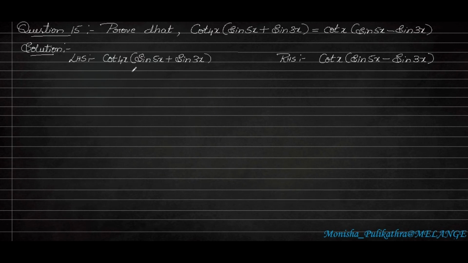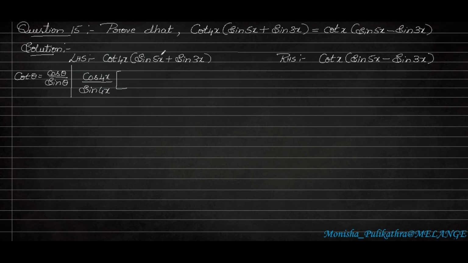Let us move on to the 15th question. Prove that cot 4x into (sin 5x plus sin 3x) is equal to cot x into (sin 5x minus sin 3x). Here I will take LHS and RHS separately to calculate. LHS is cot 4x (sin 5x plus sin 3x). We know from trigonometric ratios that cot theta is equal to cos theta by sin theta. In the same way, we can write cot 4x as cos 4x by sin 4x.